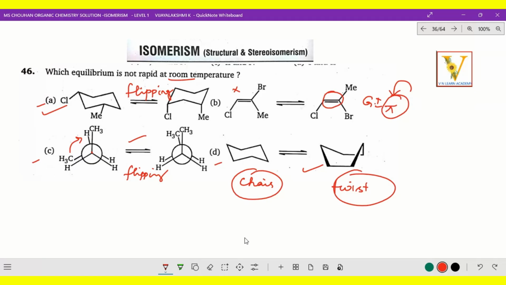Come on, let's go to the next question. So which is the correct option? A, C, D take that equilibrium position, which is not rapid at room temperature. Option B is the correct option. Why is option B correct? Because it is a double bond, so there is restricted rotation. To break the pi bond, high activation energy is required. I hope you got the clarity. Come on, let's go to the next question.